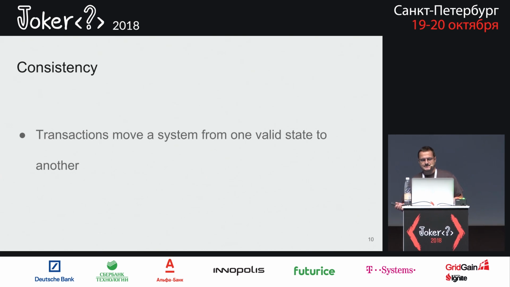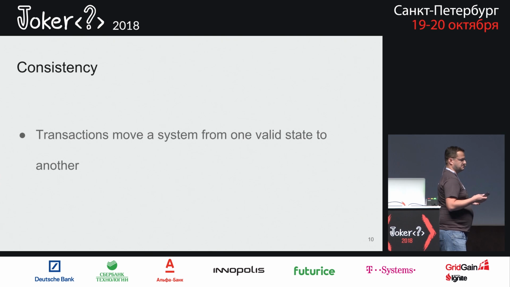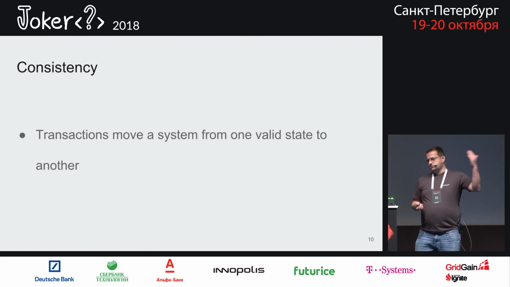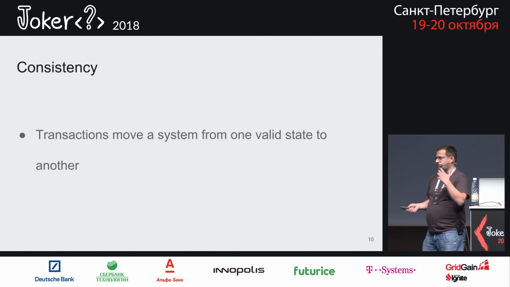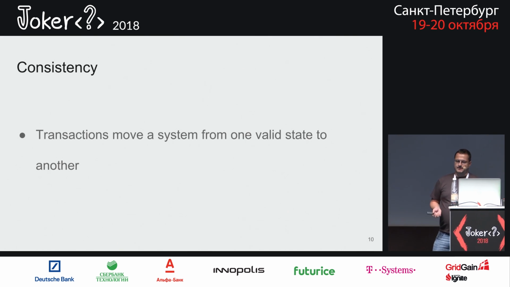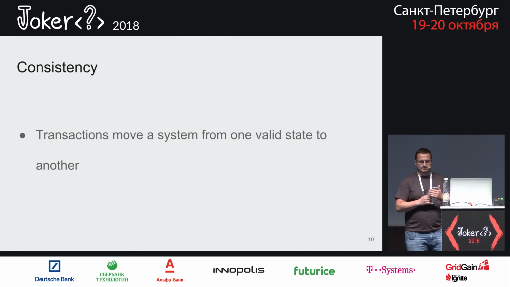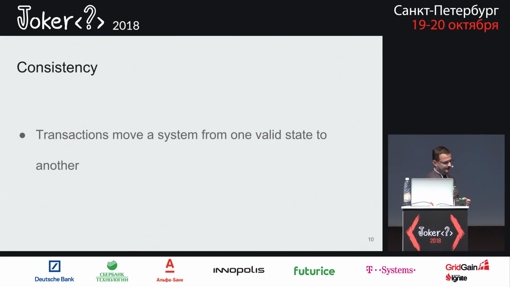Consistency: transactions move a system from one valid state to another, and this is also very interesting later on in the context of this talk, what this actually means. What is a valid state? If you look at some code I've seen, you usually have a REST controller, which is then annotated with @Transactional, and it does something, but maybe you can break it down into smaller pieces. We're going to talk about this later.